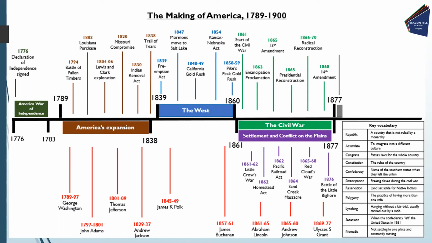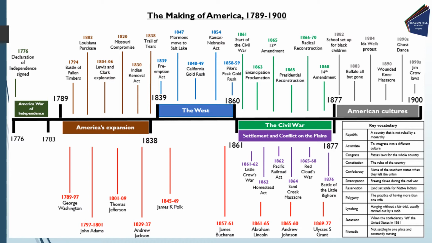Period 3, remember, has 2 themes within it, and they are the American Civil War and settlement and conflict on the plains. And our final time period is American cultures with the dates 1877 to 1900. So I really want to impress upon you here the importance of knowing the dates of each of the themes to make sure that your evidence for each question is applicable to the question you are answering.